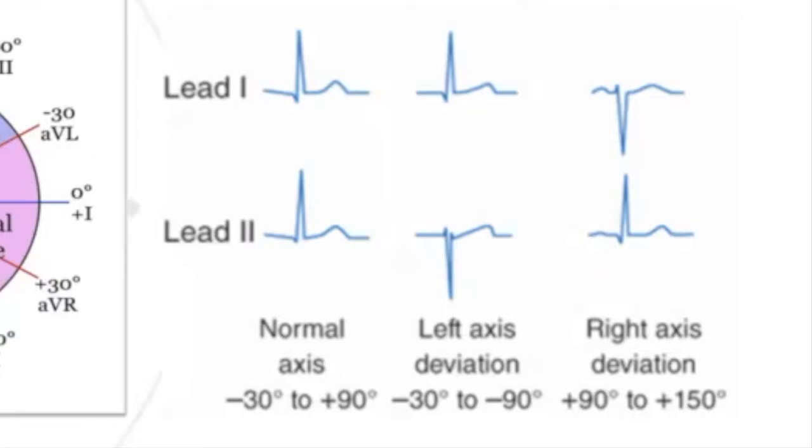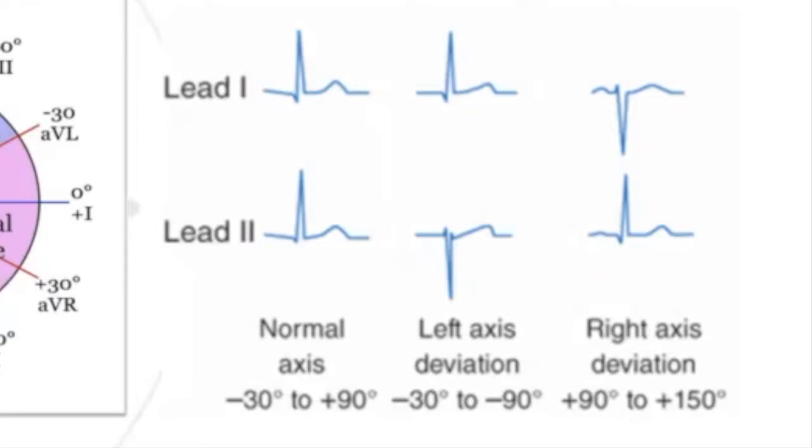If both of it is pointing up, it's a normal axis. The axis is normal, there's no deviation. If your left thumb is up and your right thumb is down, you always follow the thumb pointing up. It's a left axis deviation. If your right thumb is up and your left thumb is down, remember, follow the thumb that is pointing up. So it's a right axis deviation.